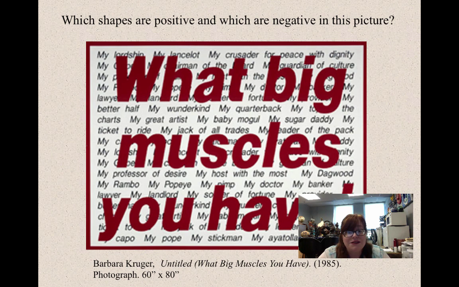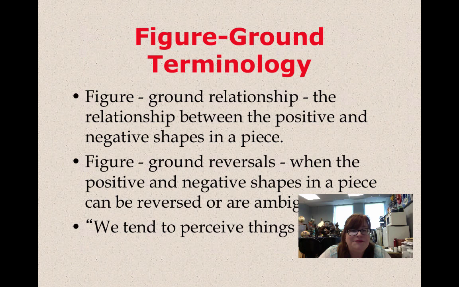So when you look at this, what do you think is meant to be the foreground and the background? What do you think is the positive shape? Is it what big muscles you have? Or is it all those little words in the background? Positive would definitely be what big muscles you have, because it's the thing that really stands out. And this is another word work by Barbara Kruger, who we've looked at before. And she's kind of making fun of men and relationships.